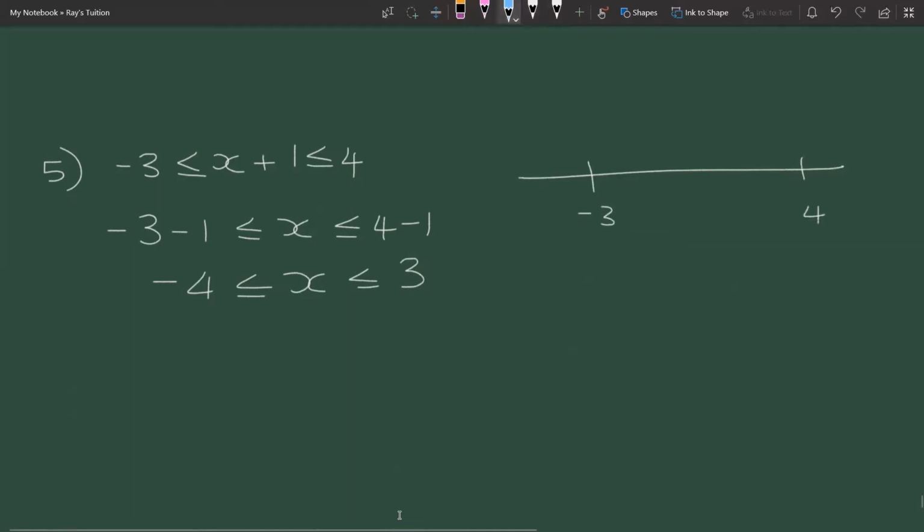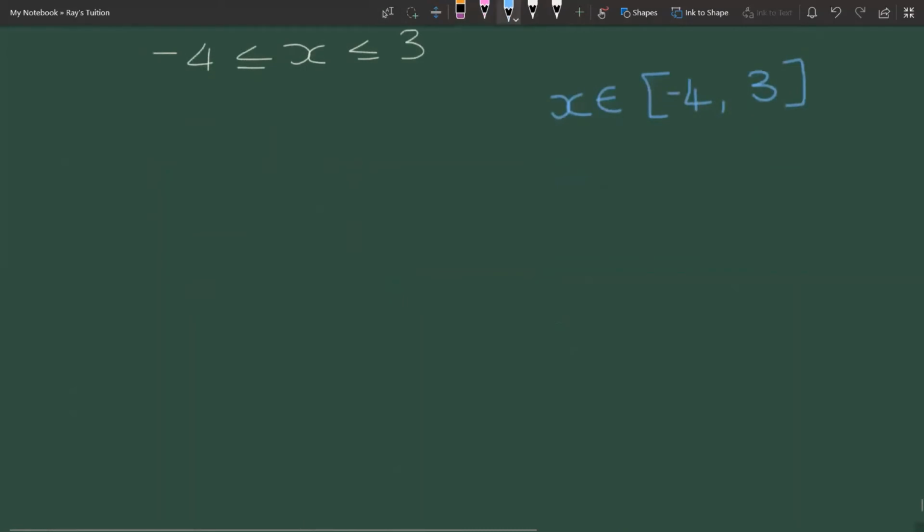Again, let's see if you can guess. For the -4, what dot will we have to put? Well, we look at the inequality, it's including, so it's a closed dot. And for the 3, again, it's also including, so it's a closed dot again. And it's everything in between. For set builder notation, -4 is included, so we have a square bracket, and 3 is included, so we have a square bracket.